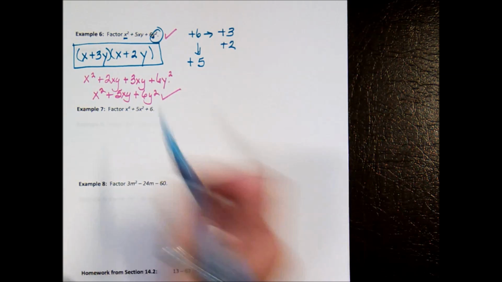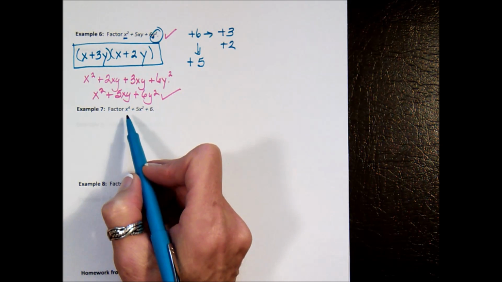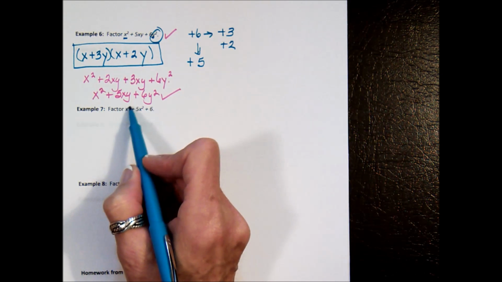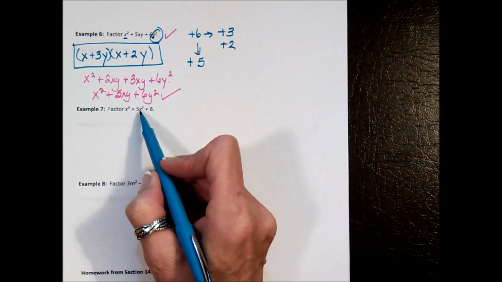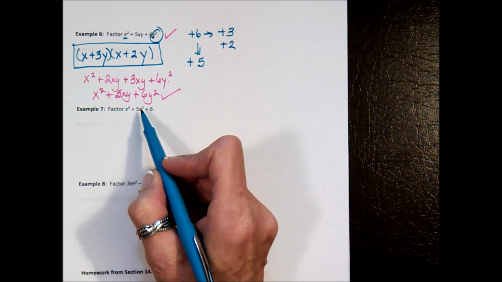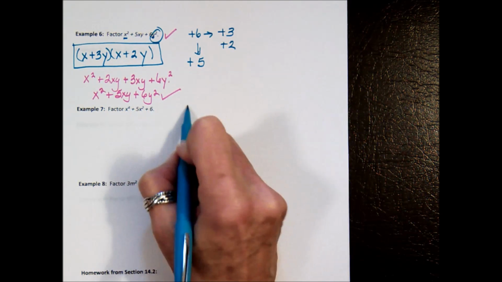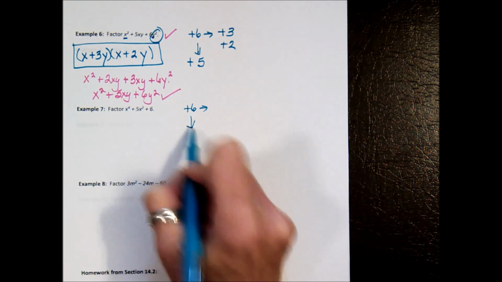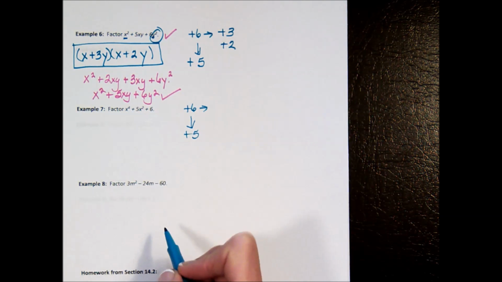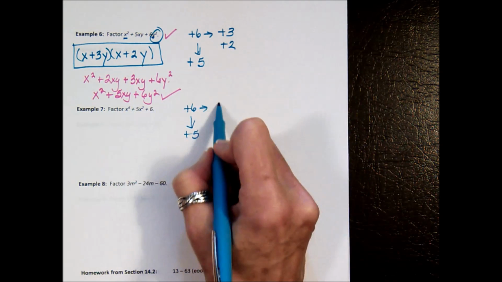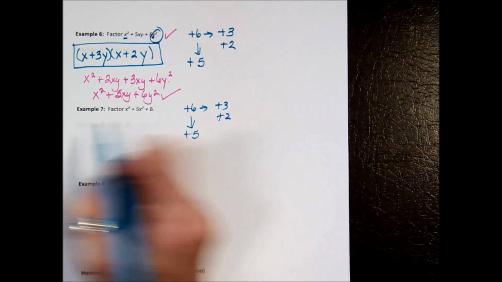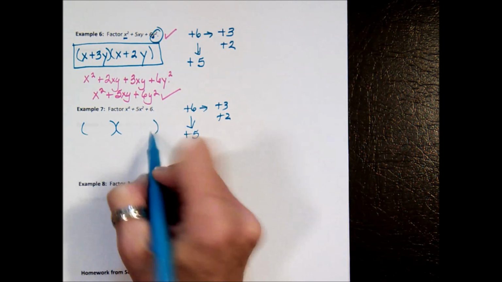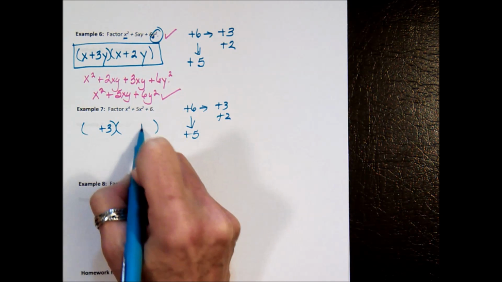All right, let's look at this one. What's different about this one? Well, what's different is this isn't x squared, it's x to the 4th. And this isn't x, it's x squared. Works the same way. I still want factors of positive 6 that combine to make positive 5. Same as up here. It's still positive 3 and positive 2. So when I go to do this, I know it's going to be positive 3 and positive 2.